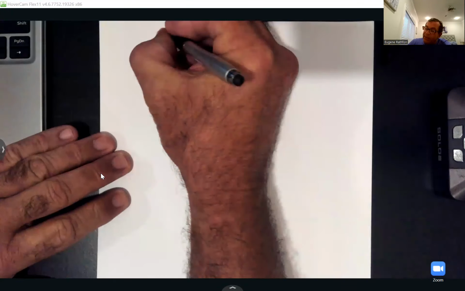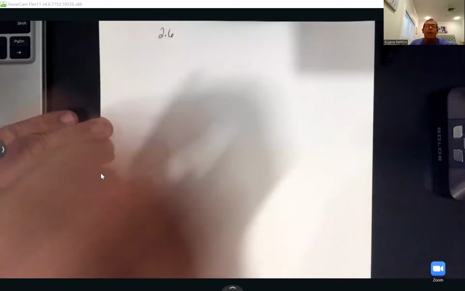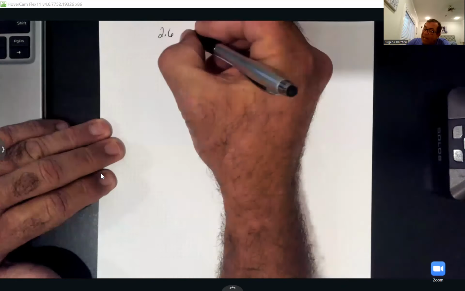All right, y'all, this is Transitional Algebra 2.6. And 2.6 looks at graphing lines.